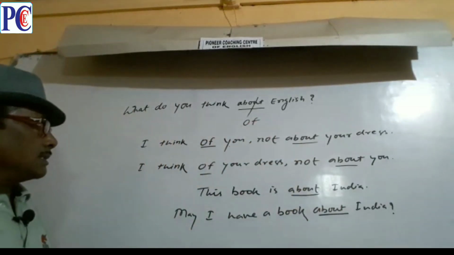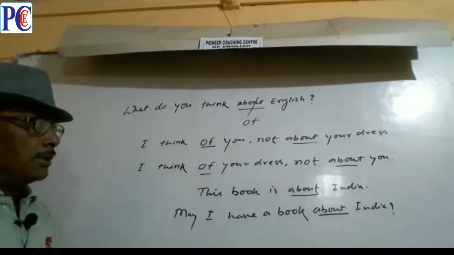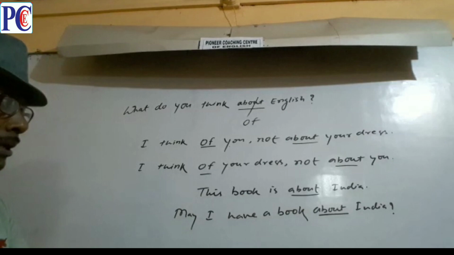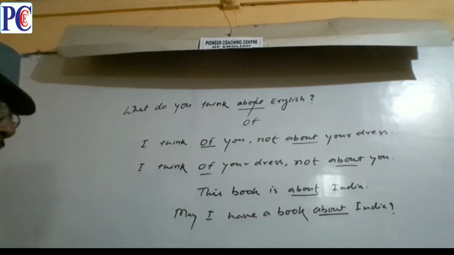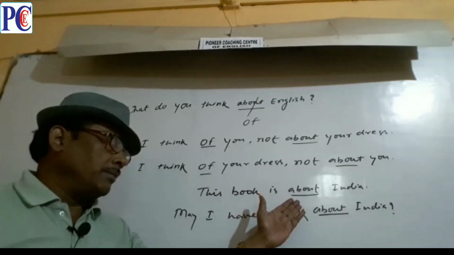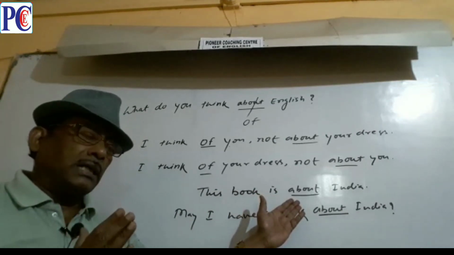Hence the sentence I think of you, not about your dress, reverse it. I think of your dress, not about you. If the sentence has no main verb, the preposition will always be about, to show the subject.